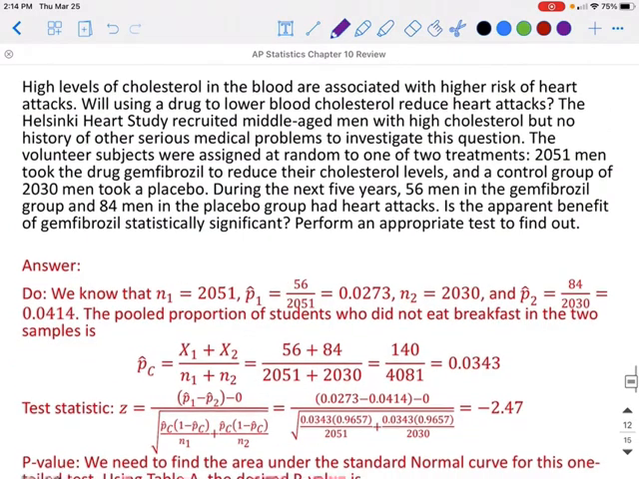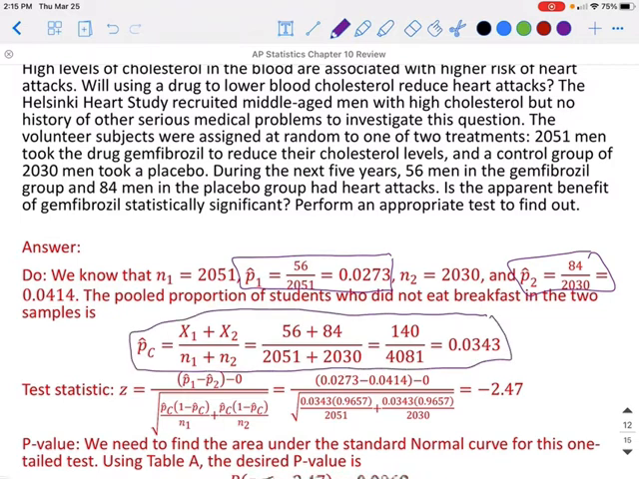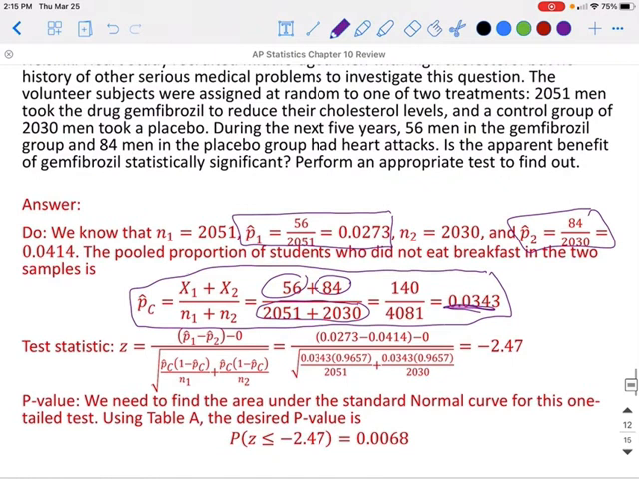Next is the do. So we first need to find our p-hat values for both groups. So we're going to find our p-hat 1 and our p-hat 2. Next, you need to find your pooled data. So to find your pooled data, we are going to add the number of men in both groups who had heart attacks over the total number of men in both groups. And so our pooled data is going to be 0.0343.